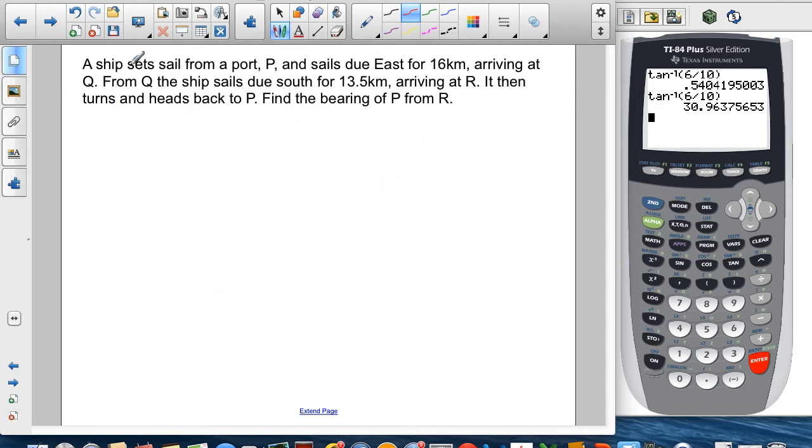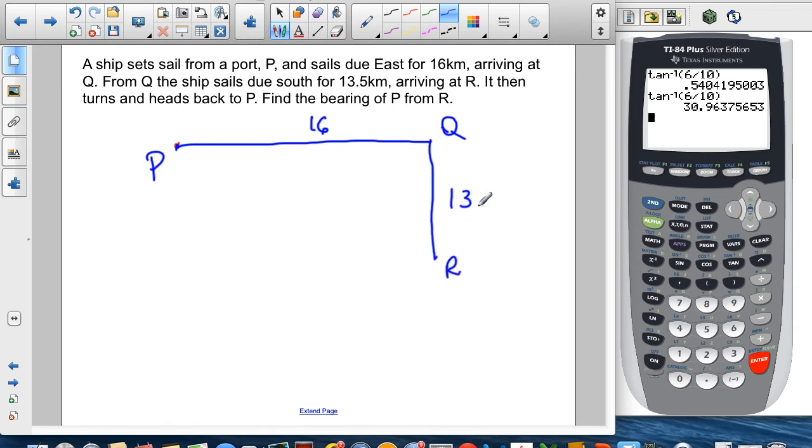Okay, next question. A little bit harder. A ship sets sail from a port P and sails east, and then it's going to go south. So let's get the picture ready. Let's start in blue. So this is P. It sails east, this is east, right? Yep, for 16 kilometers. And that's at Q now. And then it sails south for 13.5, and that's at R.